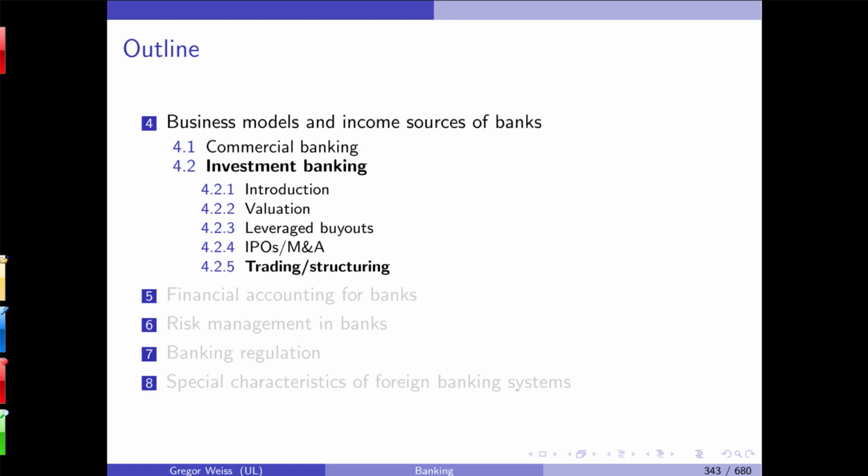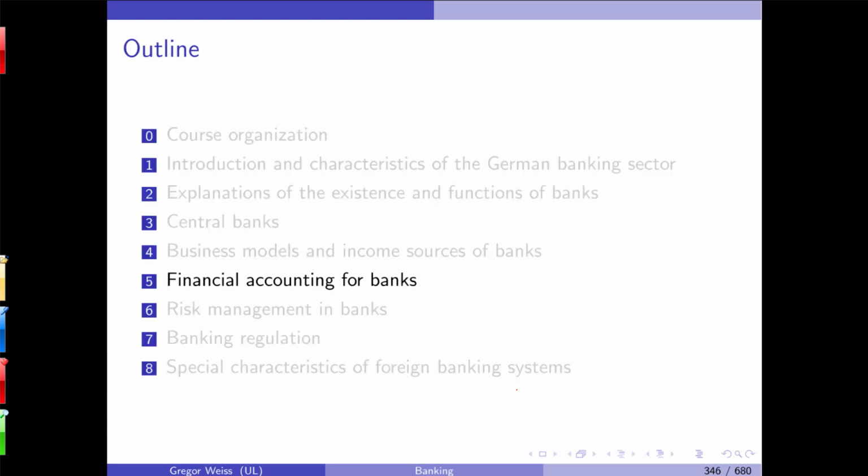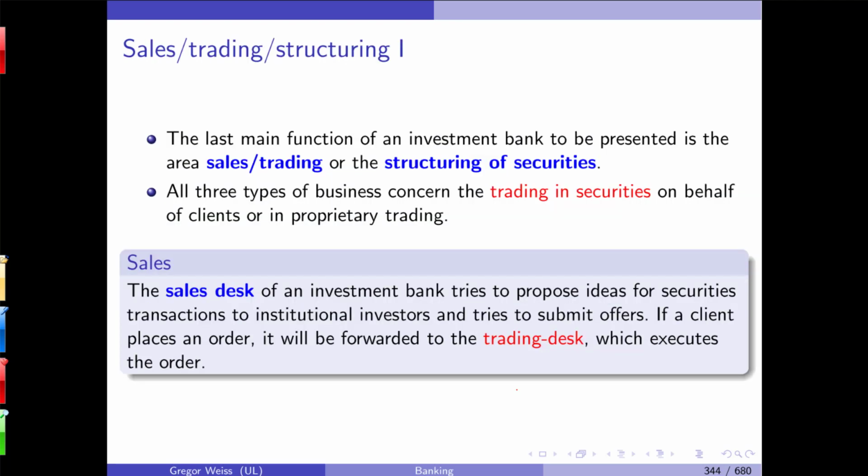And then, last but not least, we have trading and structuring. Actually, those two slides I can do today, and then we're done with investment banking. Sales, trading, structuring is the trading floor of an investment bank. And it's virtually this, literally this. It's a trading floor where you have traders sitting on their computers, sitting next to a telephone, talking with institutional agents, institutional investors, trying to sell and buy securities, executing orders, and trying to generate a profit from trading and buying and selling stocks. It's a sales desk of an investment bank.